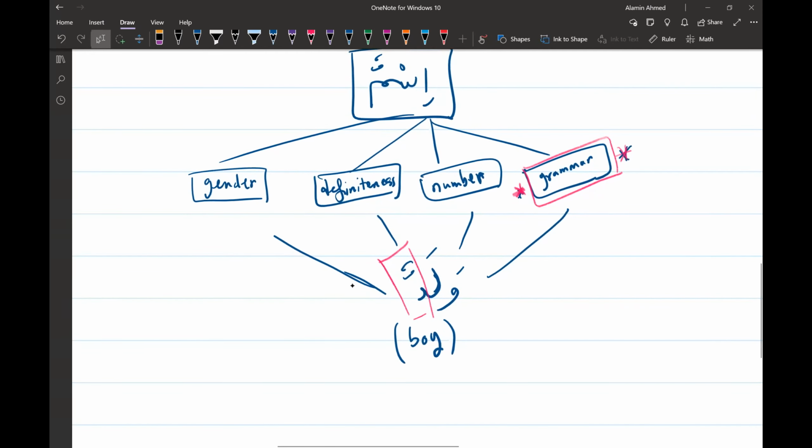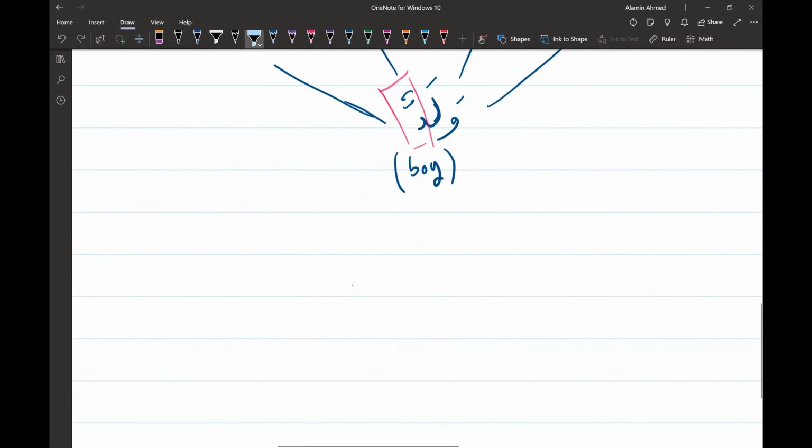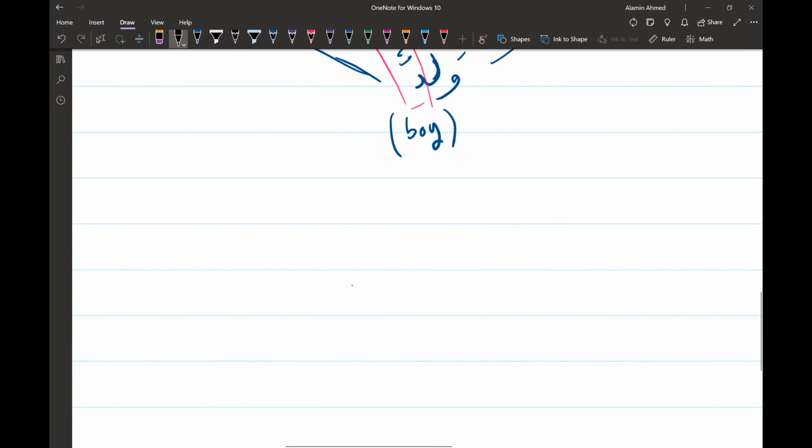So now today, we don't care about any of these things. Let's see how far we can go. Our job is to understand what we mean by gender. Today we'll be tackling the first attribute, and if we have time, inshallah, we'll start with the second one. Gender.